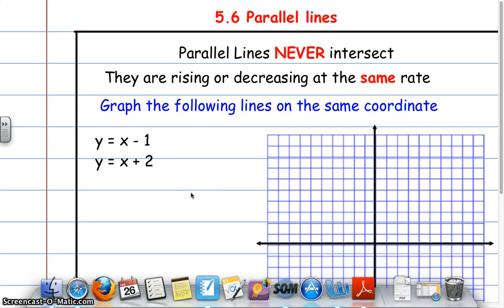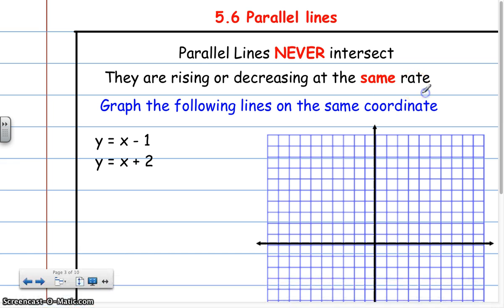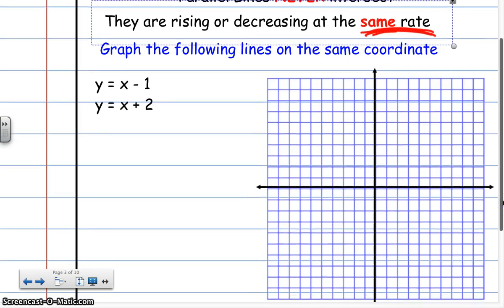Okay, parallel lines. This is 5.7, 5.6. Parallel lines. So something we need to know about parallel lines: they will never intersect. If they never intersect, that means they are rising or decreasing at the same rate. Okay? And when we say same rate, that means it's like the same slope. Slope represents rate. Okay? So I want to give you a visual here.